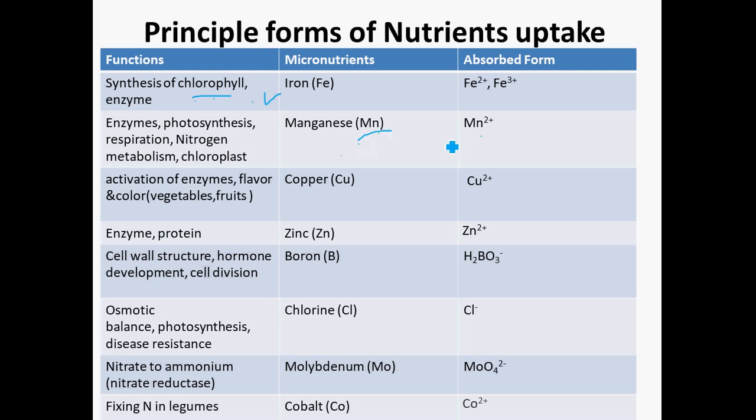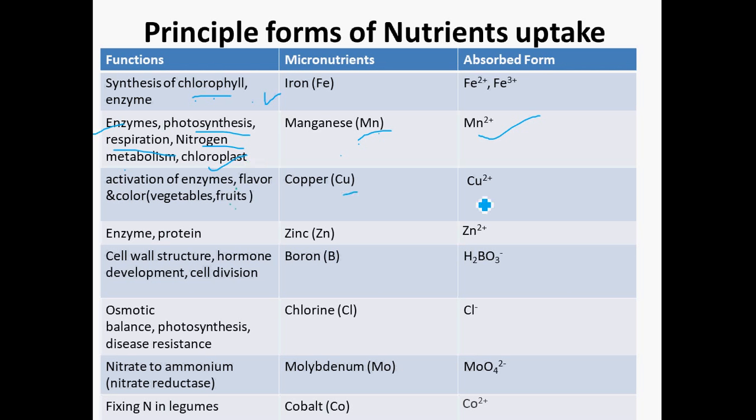Now manganese. Plants take up manganese in the form of manganese ions, and it is helpful in enzyme synthesis and the process of photosynthesis. It is also helpful in respiration, nitrogen metabolism, and in the formation of chloroplast. What is chloroplast? Chloroplast absorbs sunlight and produces energy stored in ATP. So manganese is responsible for the synthesis of some enzymes and the formation of chloroplast.